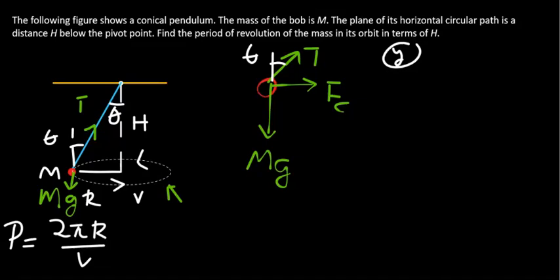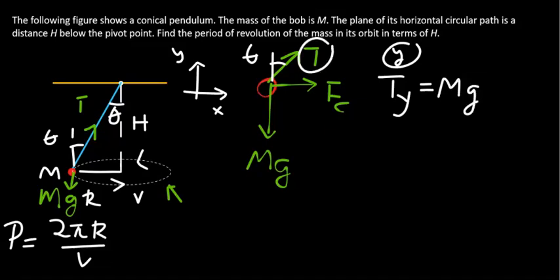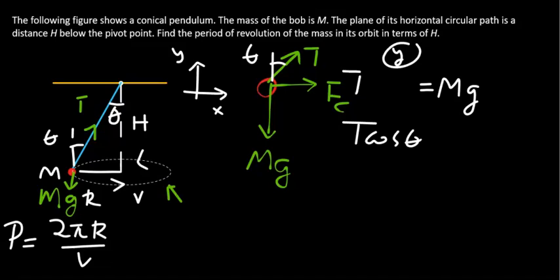Along the y direction, when we say the y direction, I'm referring to the vertical direction. X would be the horizontal direction. So vertically, this bob is not moving. It stays on that horizontal plane. So the net force along the vertical direction must be 0. So the y component of that tension must be balanced by the weight. From the diagram, you know the y component of the tension is just T cosine theta, that angle. So T cosine theta equals m times g.